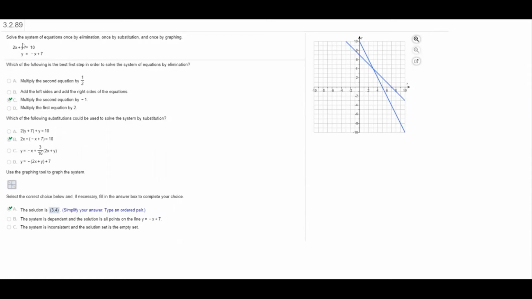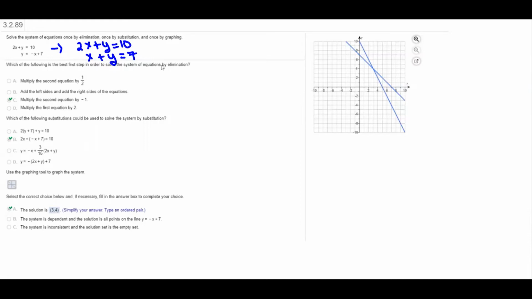So this system, I would rewrite it first. So I'd keep this one the same. The second one, I'd move the x to the other side. So I'd add x to both sides. You really like to have your variables on one side, your constants on the other.